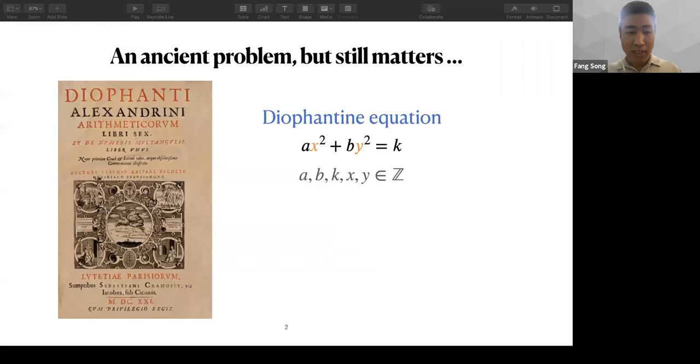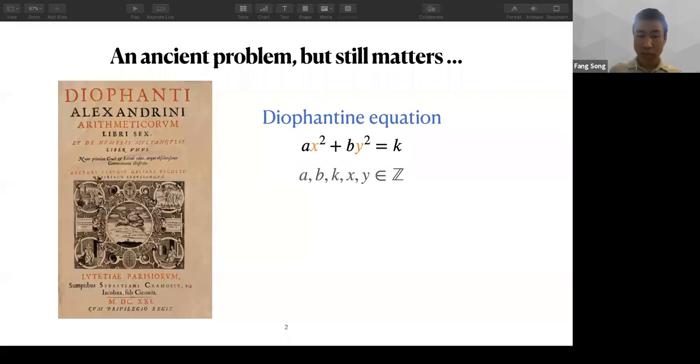I'll start with a problem which dates back to the Greek time, called the Diophantine equation. We're given integers a, b, k, and we want to find integers x and y such that ax squared plus by squared equals k. So we want to solve this equation.